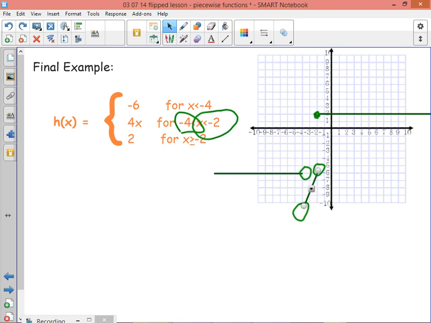And my function will look something like this. It is very strange. If I'm going to follow this function from left to right, I go left up until here. I have to drop down when I get to -4, and then I follow that up. And then when I get to -2, I have to jump all the way up and go along that way. So this is another piecewise function just to show you that it can actually be 3 pieces.